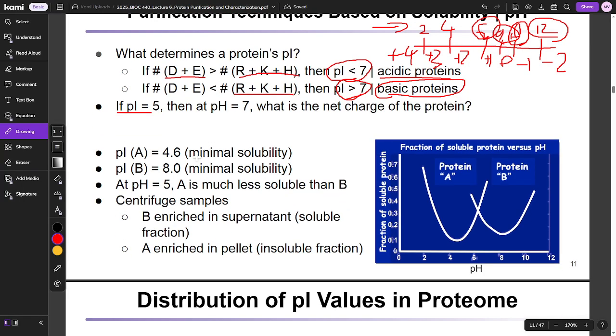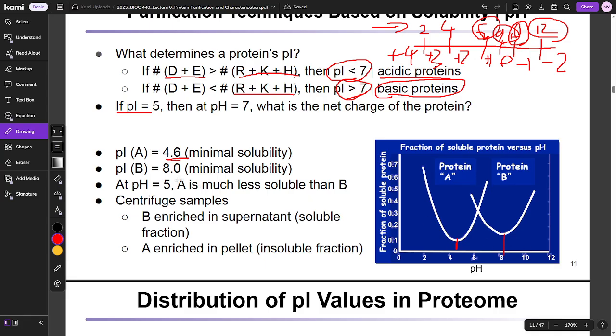If you look at this, this is really weird, actually. I don't know how I feel about this. I guess they're trying to look at this protein. If you look at the fraction of solubility here, at this point where there's minimum solubility, that's the pI of this protein. So around 4.6 for this one here.